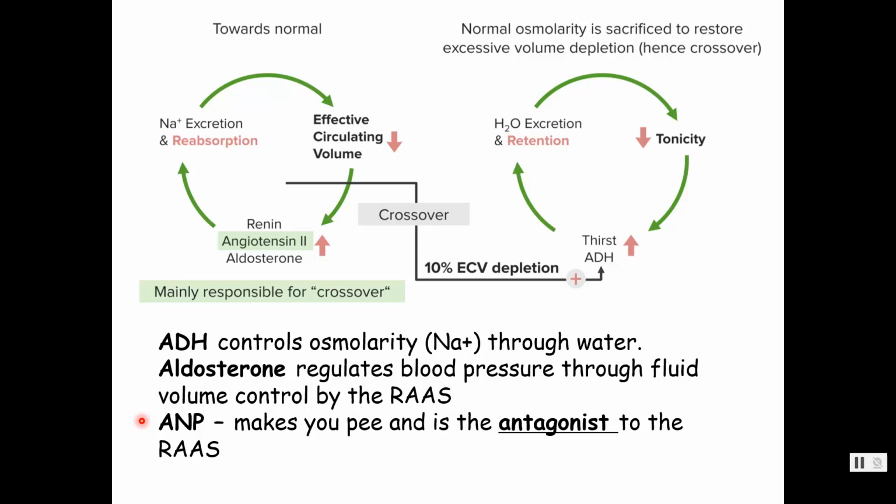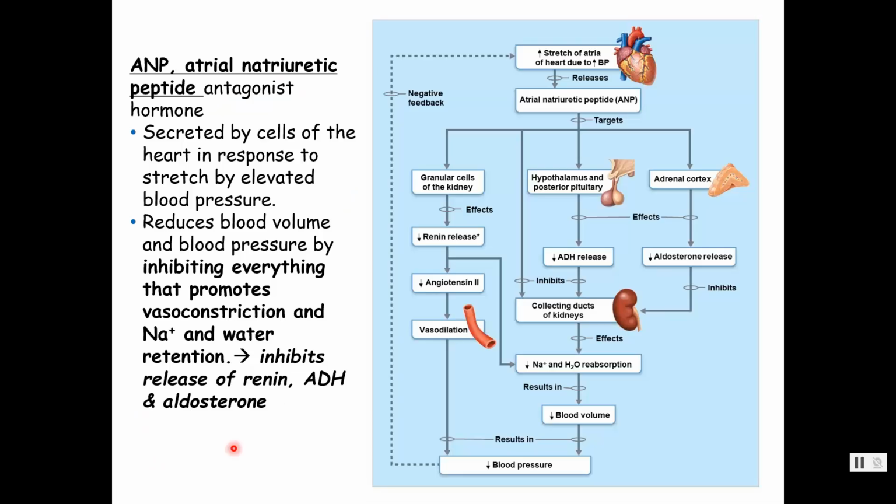Our one antagonist is atrial natriuretic peptide, so ANP makes you pee. It is that antagonist. And so just kind of reminding you that when we have too much volume, so too much fluid in that extracellular space, high blood volume, high blood pressure, we get stretch of the atria. And so they are going to release atrial natriuretic peptide. And pretty much ANP is going to inhibit everything that aldosterone and ADH does.